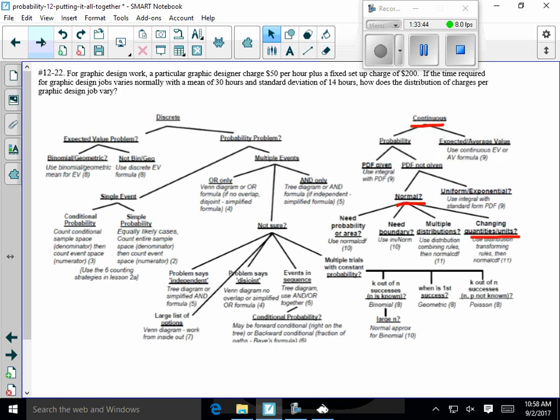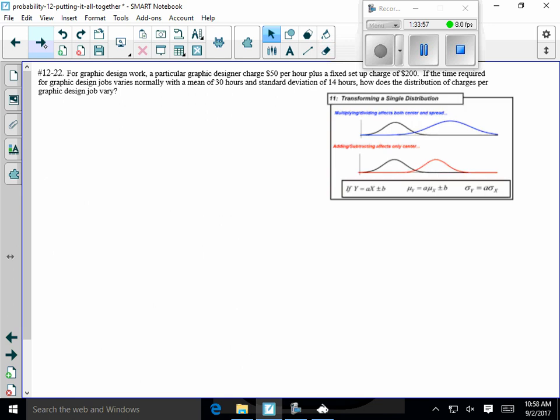But we're told that this is a normal distribution, and we have changing units and quantities, right? We're changing from hours of time into the units of dollars for the job, so we're basically transforming that. What we can remember is this: when we transform a distribution, multiplying or dividing affects both center and spread, but adding and subtracting affects only measures of center, because if you shift things around, it doesn't change things like standard deviations or IQRs.